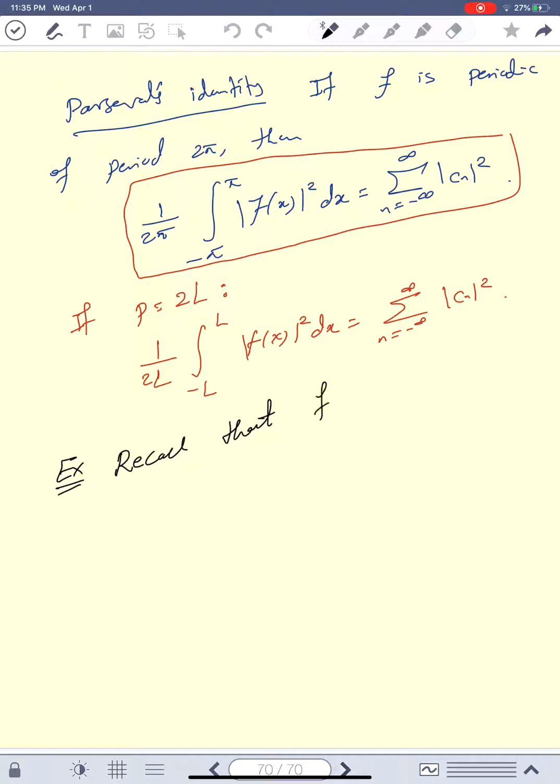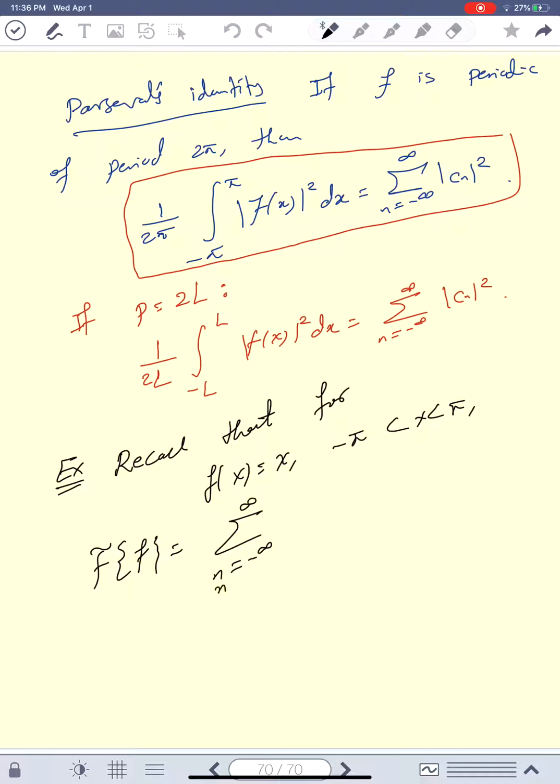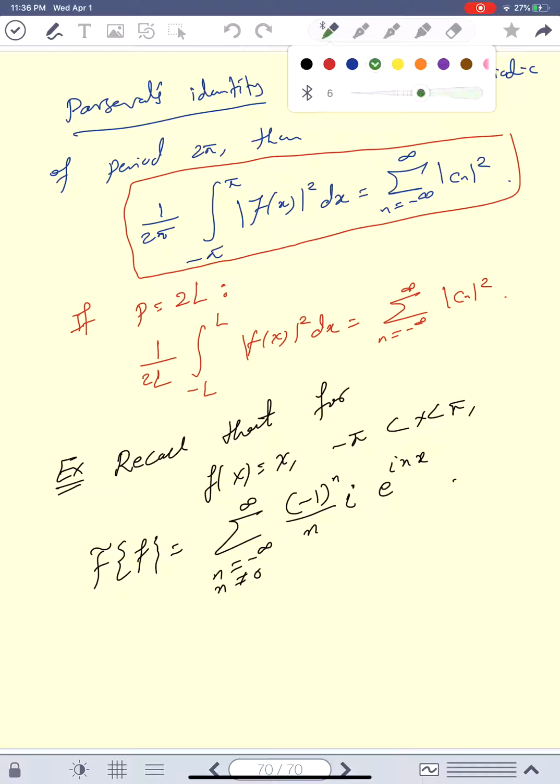So recall that for f of x equals x from negative pi to pi, we found that the Fourier series is the sum where n is from negative infinity to infinity, avoiding 0, of minus 1 to the n over n i times e to the i n x. Now in this example, I just want to show you how to apply Parseval's identity. So the first thing, I need to understand the Cn's. What are the Cn's in this example? These are the Cn's, but we need to be very careful.